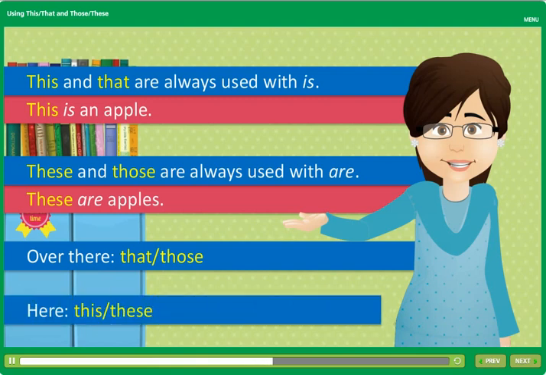When we read here in a sentence, it means the thing is close to us. So we will use this or these. Don't forget to give examples of sentences like this is Aisha, my sister, or that boy over there is Hamid.